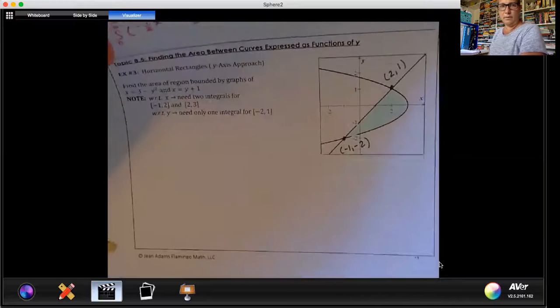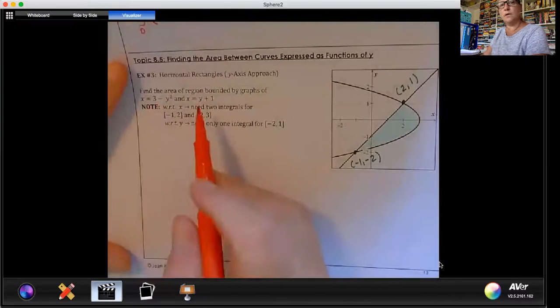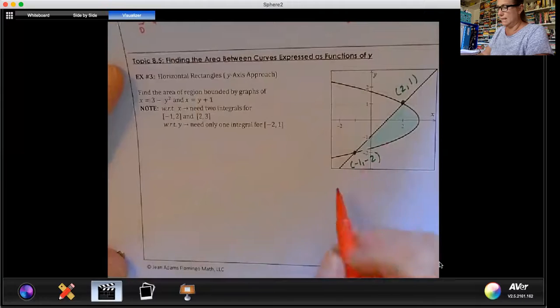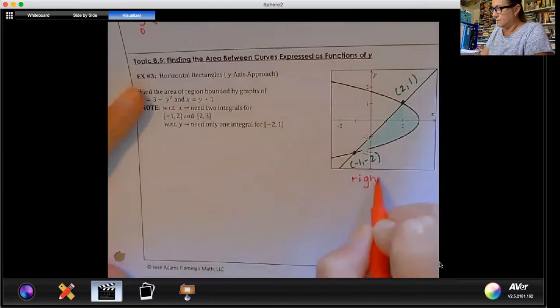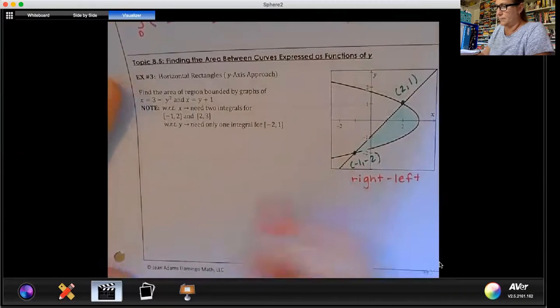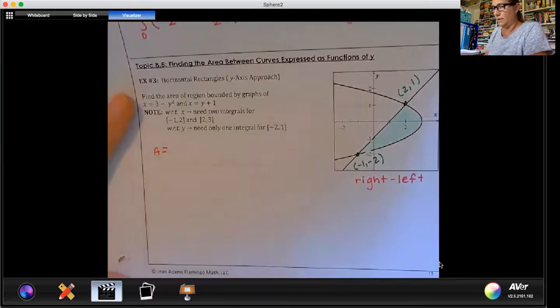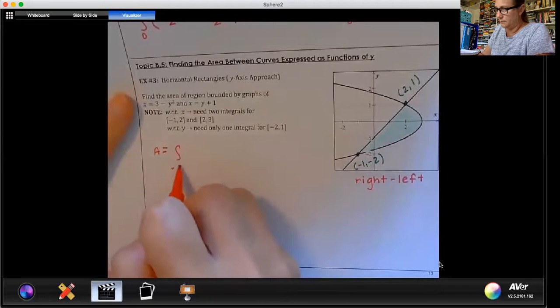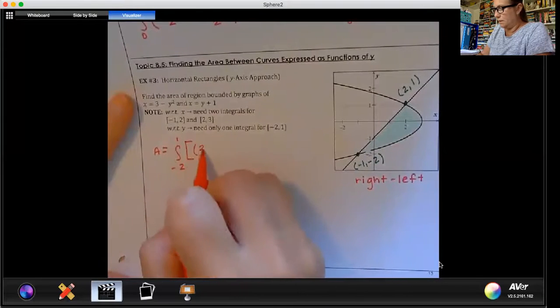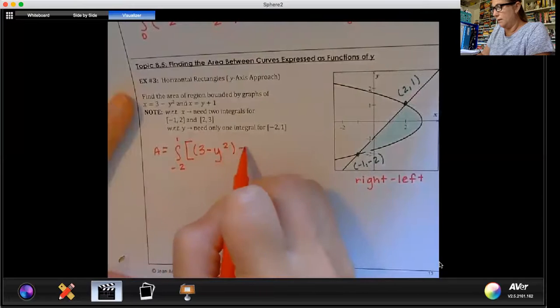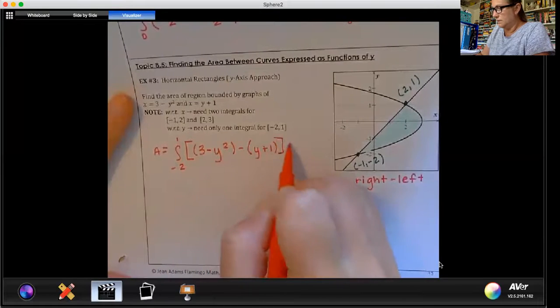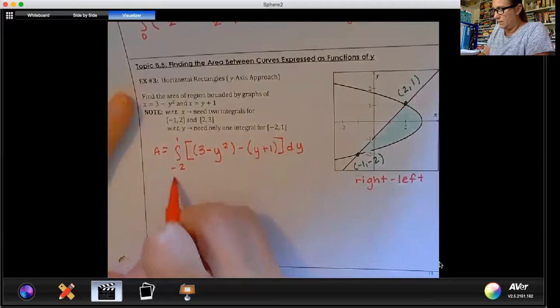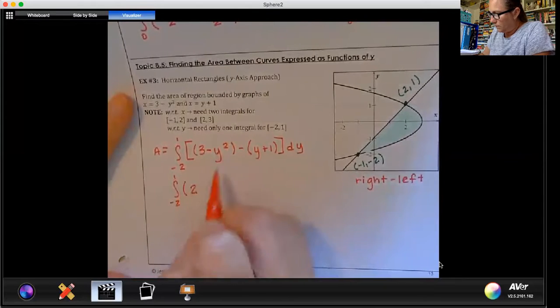Taking a look here at example number 3, it tells you that you have x equals equations. It shows you a graph that lets you know you're going to be doing a right minus left. So this time we are looking at the y coordinates and not the x coordinates. So negative 2 to 1. And we're going to do the right, 3 minus y squared, minus the left, dy, from negative 2 to 1. We're just going to clean this up a little bit.